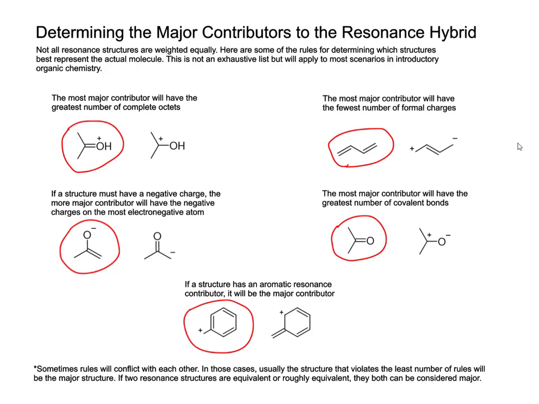Now, sometimes rules will conflict with each other. In those cases, usually the structure that violates the least number of rules will be the major structure. And if you have 2 resonance structures that are equivalent or roughly equivalent, they both can be considered major.